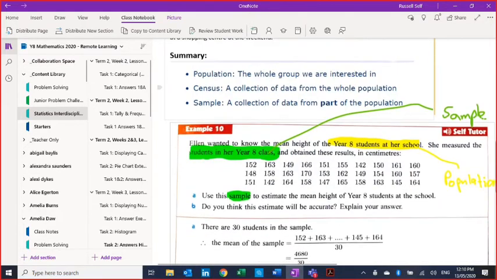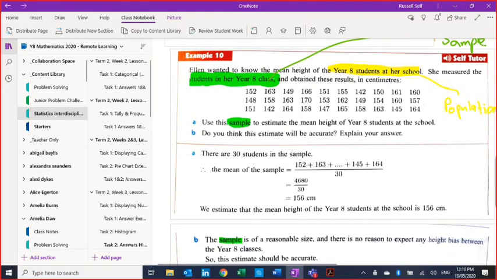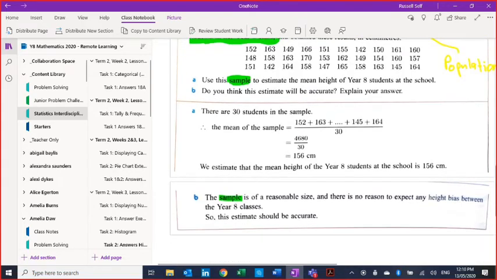Remember? Yeah. You've got to watch out for the word estimate. And you also have to be ready to explain your thinking. So there are 30 students in the sample. They actually did the math. Oh, look at that. Our mean was 156. You were exactly right. Okay?